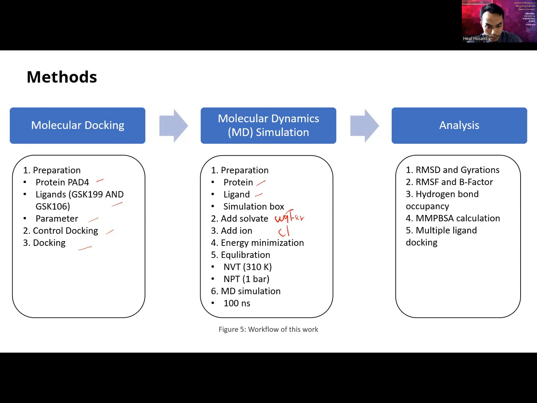We do the energy minimization and equilibration phase. In equilibration, we have two phases, which are NVT and NPT. In NVT, we want to stabilize the temperature, while in NPT we want to stabilize the pressure. And then we run the simulation for 100 nanoseconds, and then we analyze the simulation.